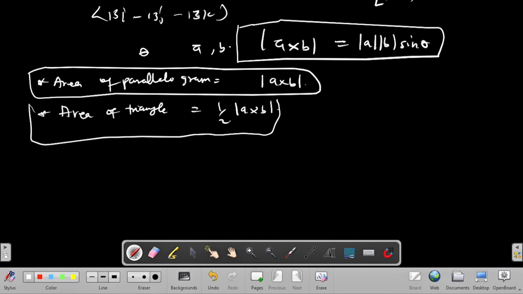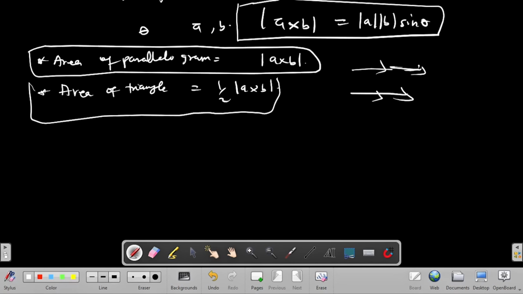Then generally we say that if the cross product of two vectors is 0, then the two vectors are said to be collinear. Collinear, as I said, is 180 degrees, right? So vector A and vector B will have the same direction. They are said to be collinear or linearly dependent.